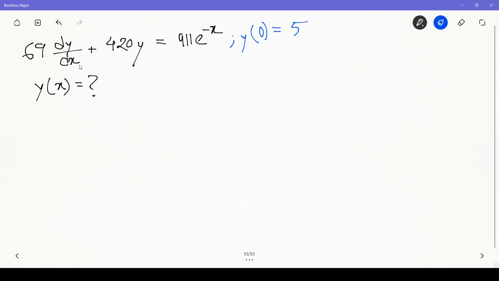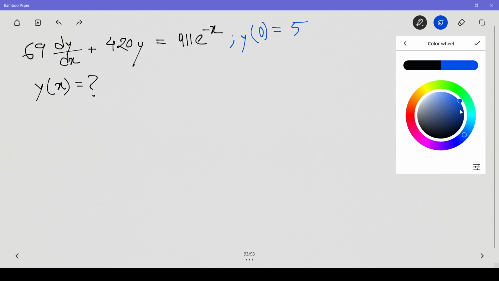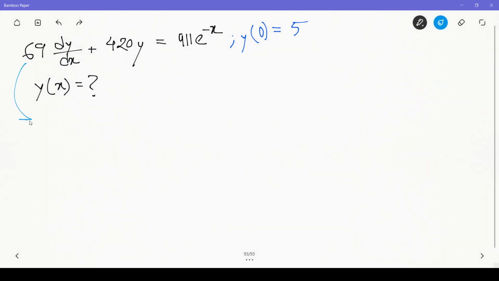Okay, so these two are given to us. Since these two are given to us, we can symbolically manipulate this. So in order to cast it into the form of that template, we'll take this 420y and move it to the right side. So it should look something like 911 e to the power minus x minus 420y, right?